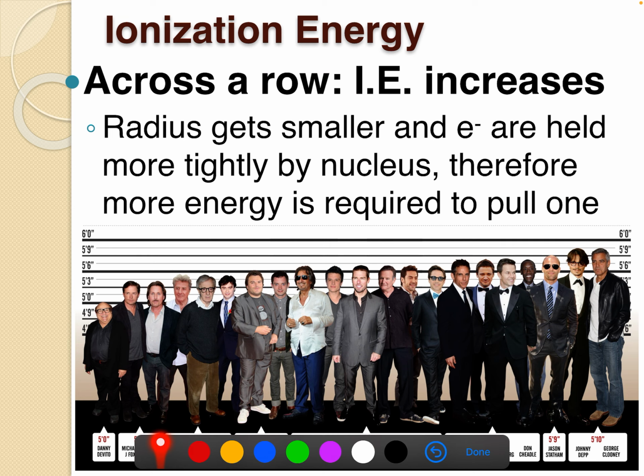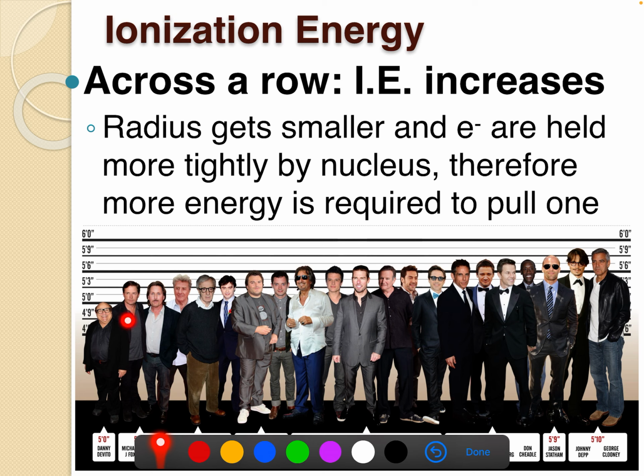As you go across the row, ionization energy increases. This is the opposite of radius. And the reason that it's the opposite of radius is because radius has exactly to do with it. As the radius gets smaller, the electrons are held more tightly by the nucleus. We just talked about how more protons will draw the cloud in more, and therefore more energy is required to pull one electron off.